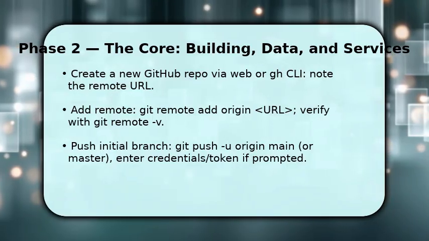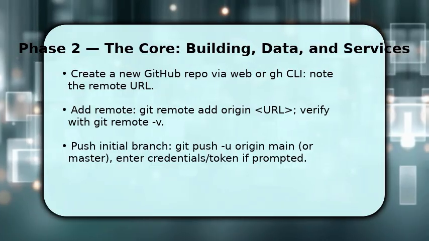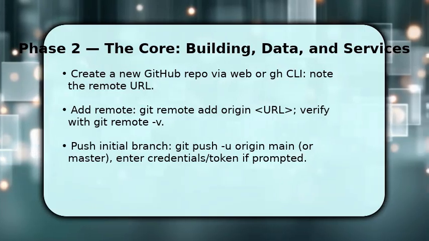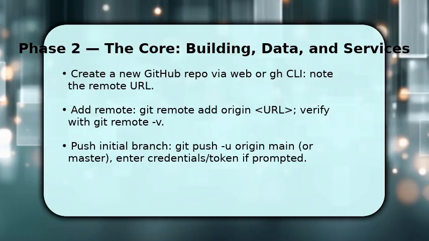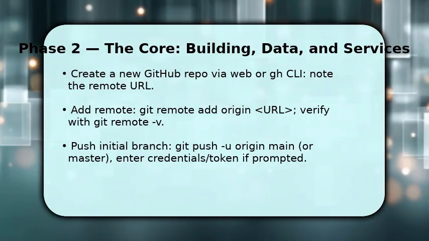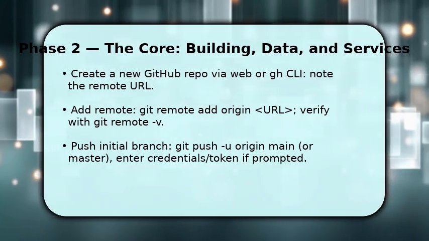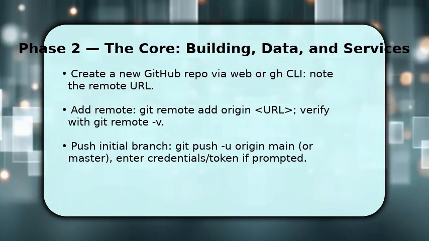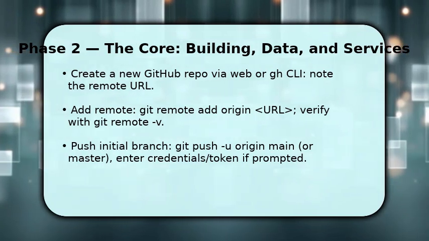Create the remote repository on GitHub or use the GH CLI so you have the remote URL ready. Once you have it, run git remote add origin URL and confirm with git remote -v to avoid typos. Next, push your branch with git push -u origin main or master. The -u sets upstream, so future git push is simple. If authentication asks, use your SSH key or paste the personal access token for HTTPS.